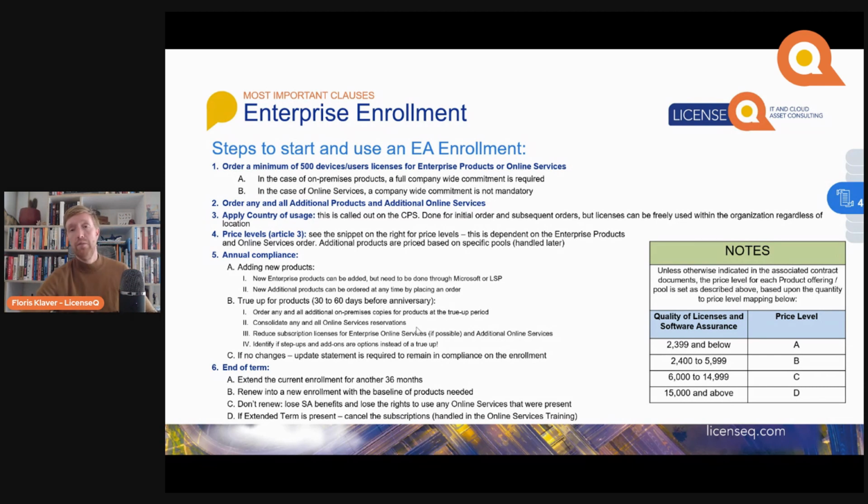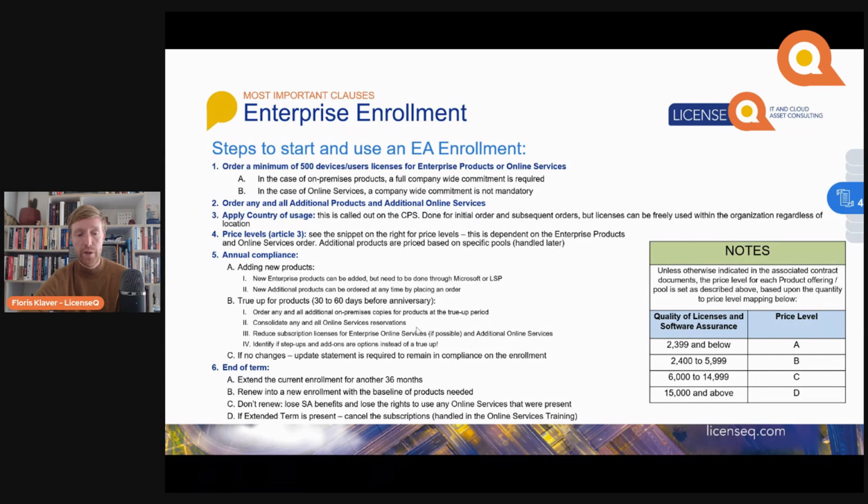Step ups are basically going from a lower edition of a product to a higher edition. So if you're buying SQL Standard and you have a shortfall in SQL Enterprise, but you have more SQL Standard licenses than you need, you can step up your Standard license to Enterprise. If there's no change over a year in your enterprise agreement, you're still required to do an update statement, and your LSP should do this with Microsoft to keep your enrollment in compliance.